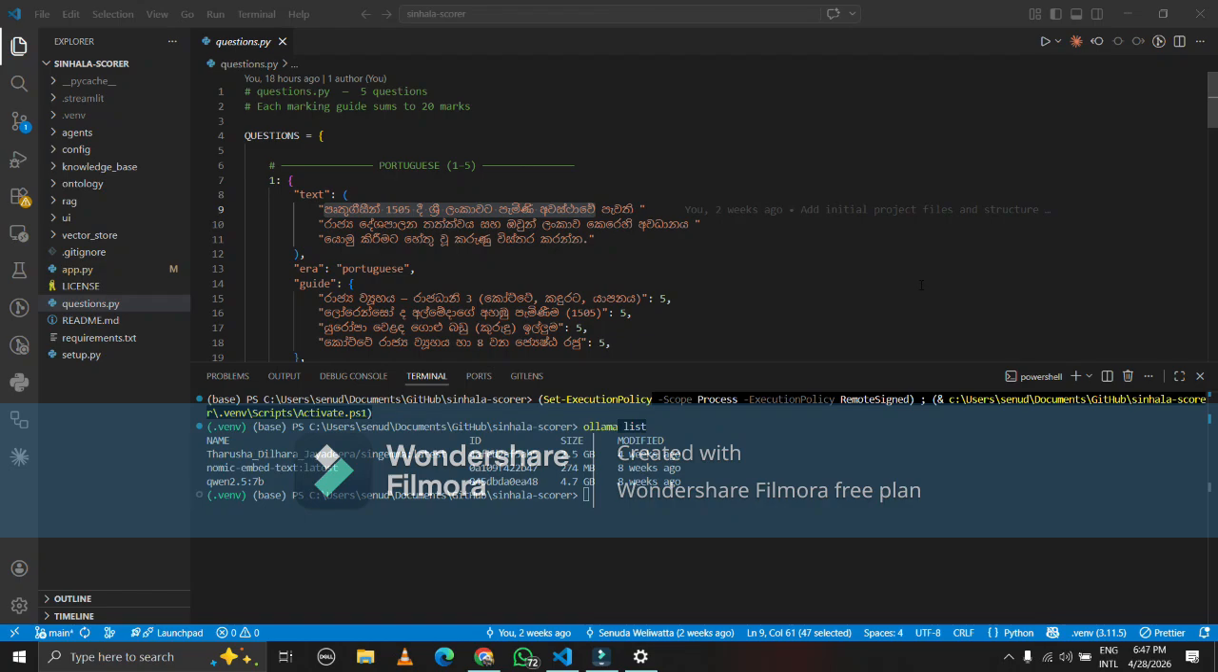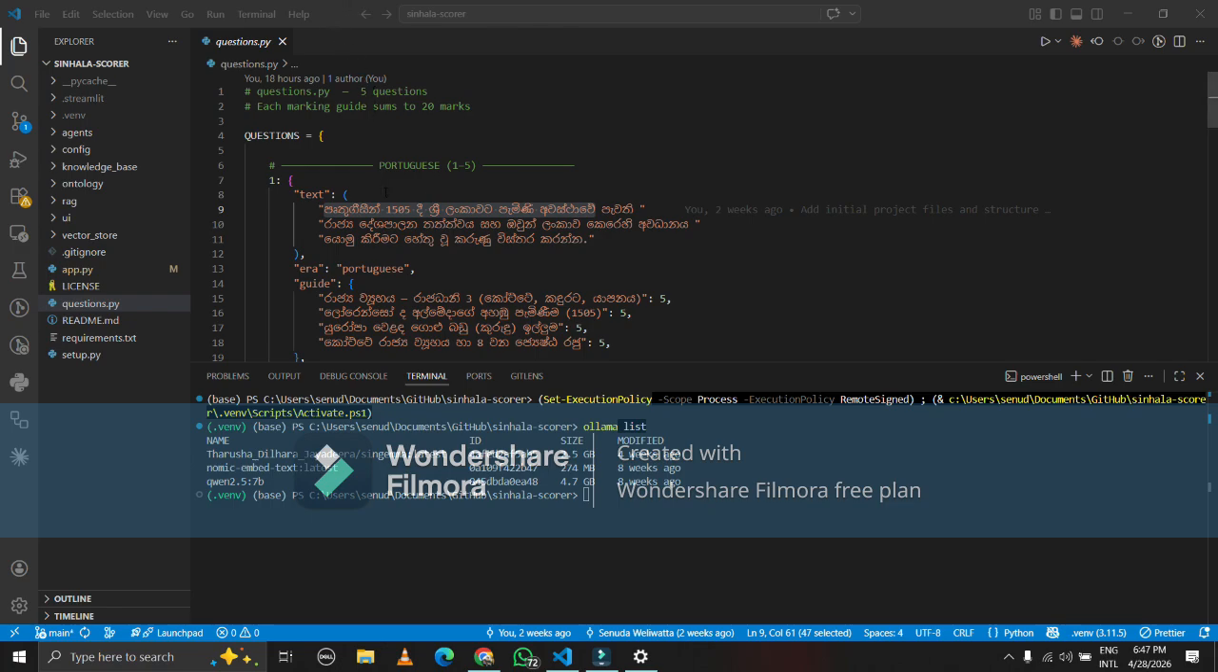HelaGuru is an offline intelligent Sinhala open-ended answer scorer for Sri Lankan history. It focuses on the colonial Sri Lankan period, covering the Portuguese, Dutch and British eras. The system accepts Sinhala student answers, scores them out of 20 marks, gives a mark breakdown, retrieves supporting evidence using RAG, uses an ontology, and provides Sinhala feedback through an agent based architecture.